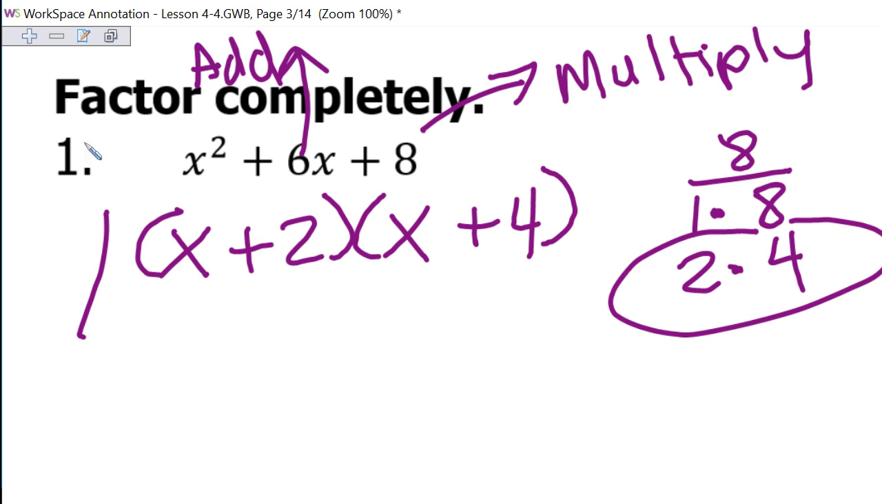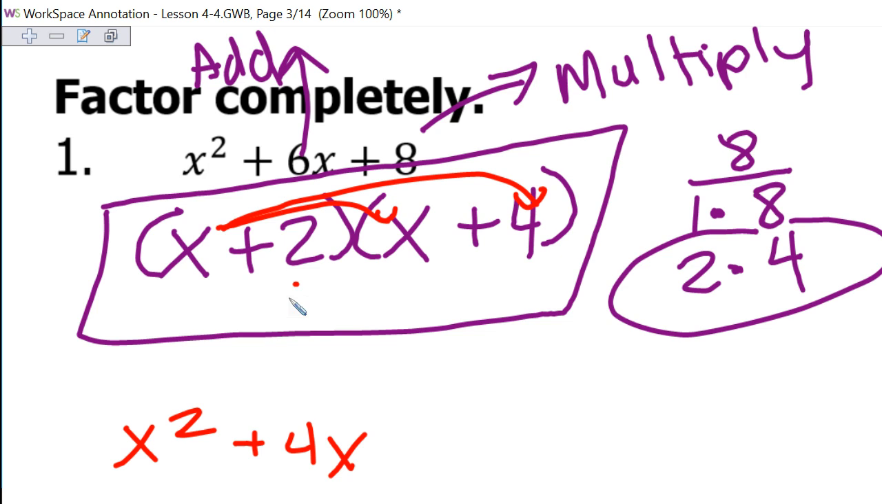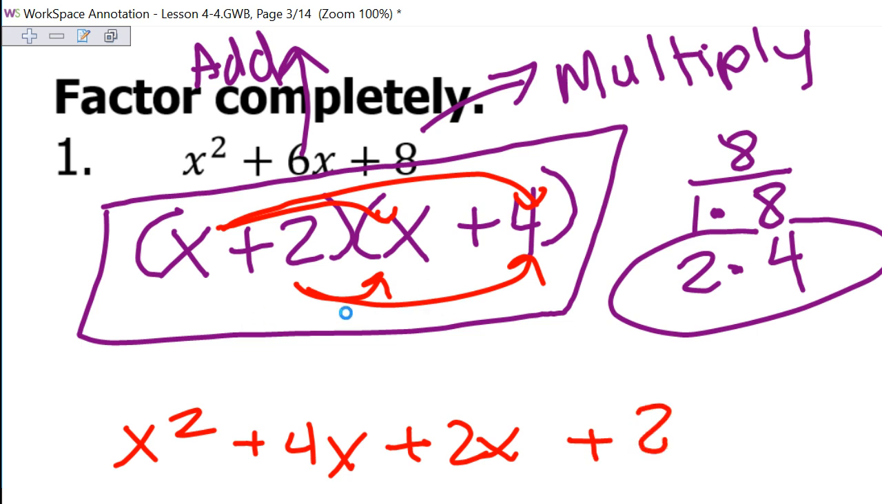Now to check it, you could double distribute to check your answers. So what's x times x? X squared. What's x times 4? 4x. Distribute the 2. What's 2 times x? 2x. And what's 2 times 4? 8. And when I combine these in the middle, what does that give me? 6x. So did I get the same as the problem?